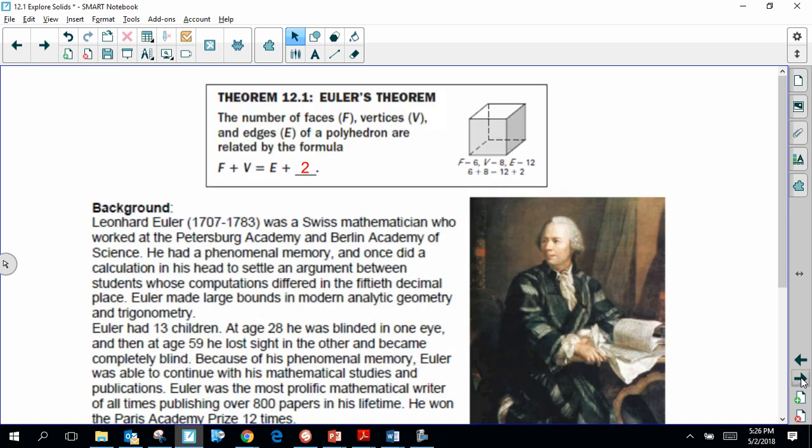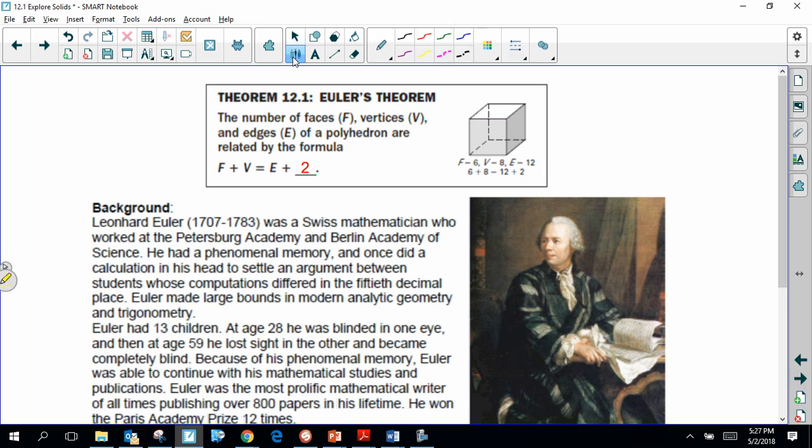Now, a second ago we were talking about how many faces, how many vertices, and how many edges the object has. Well, there is a little theorem that we use in geometry. You'll probably never see it again outside of geometry. This is pronounced Euler's theorem. The number of faces plus the number of vertices will be equal to the number of edges plus 2.